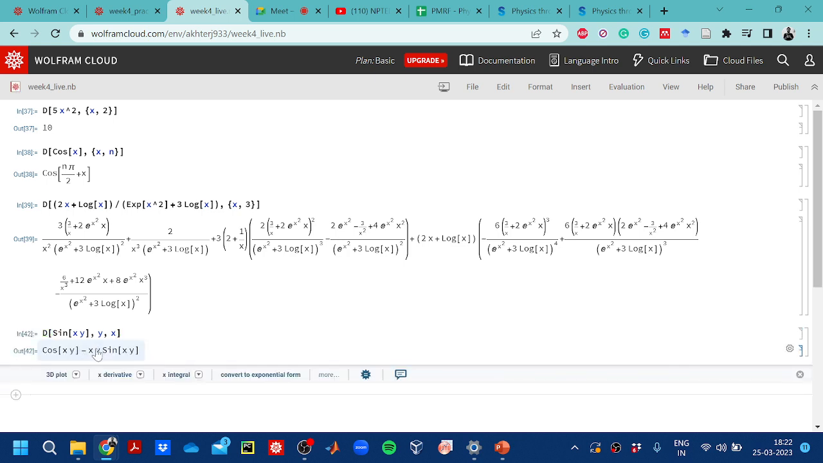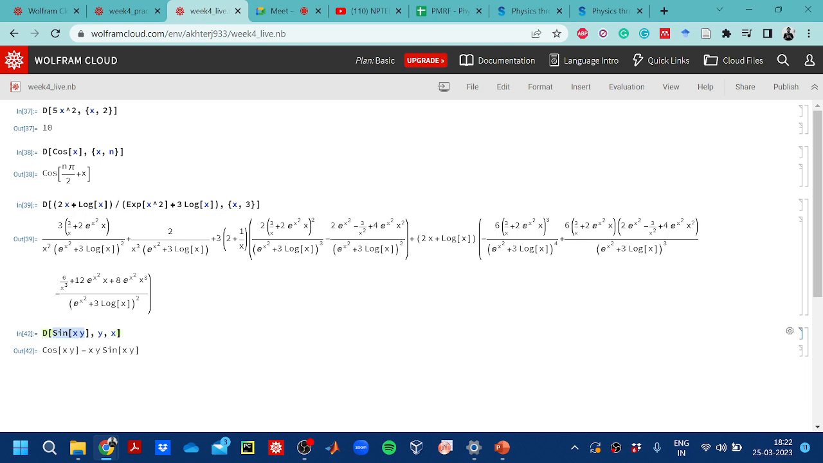So in that way you can calculate the derivative of any function. A function can have any number of independent variables. This function has two independent variables, but it can have more than that, like 3, 4, 5, and you can calculate any order of derivative of any function. So with this D command, this is basically our derivative.